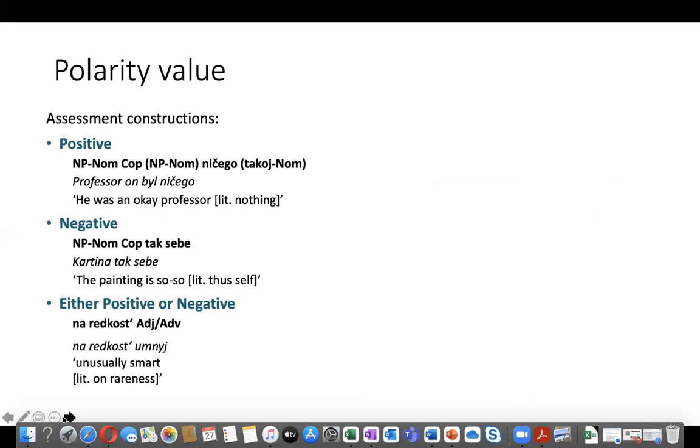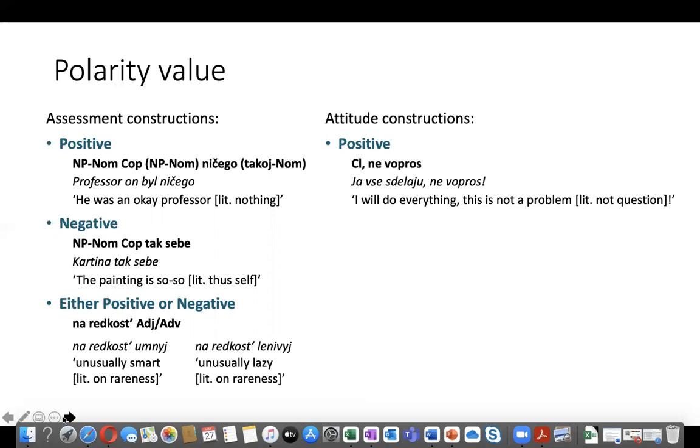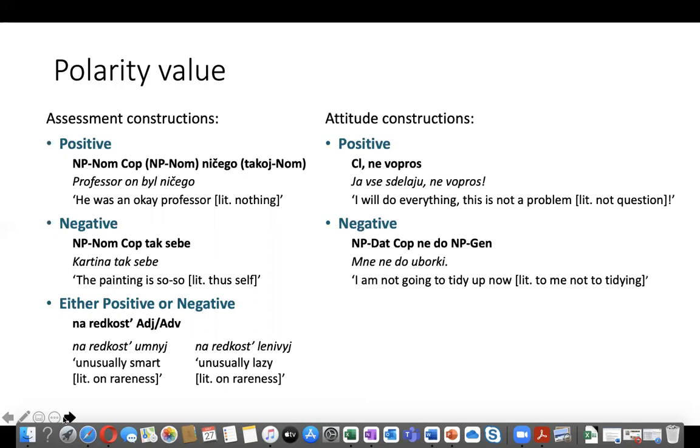So we have, for example, на редкость with the positive, like на редкость умный, it's something positive. With ленивый is something negative. So we see that attitude constructions are also characterized by polarity values in a very similar way. So once again, if we have the не вопрос construction, this is always a positive attitude, willingness to do something. Мне не да is a negative attitude. This is a lack of willingness to do something.